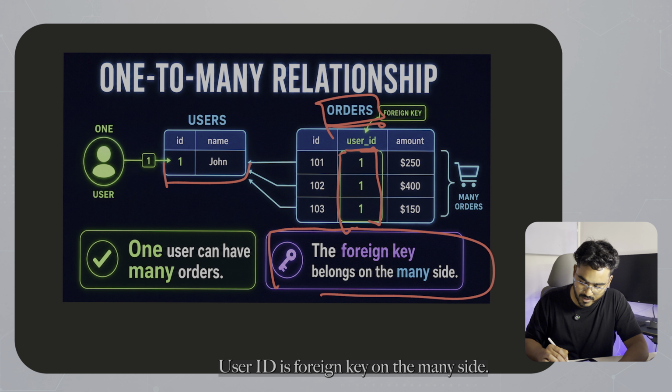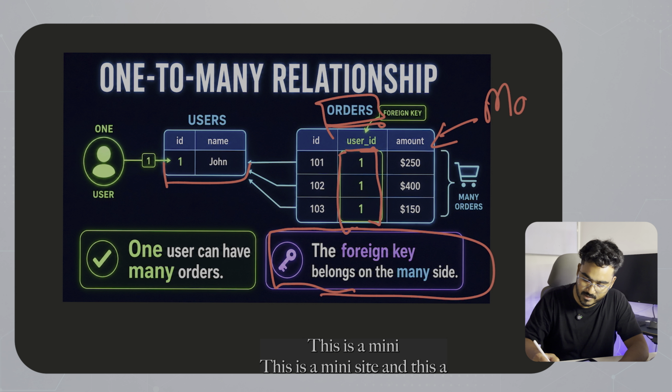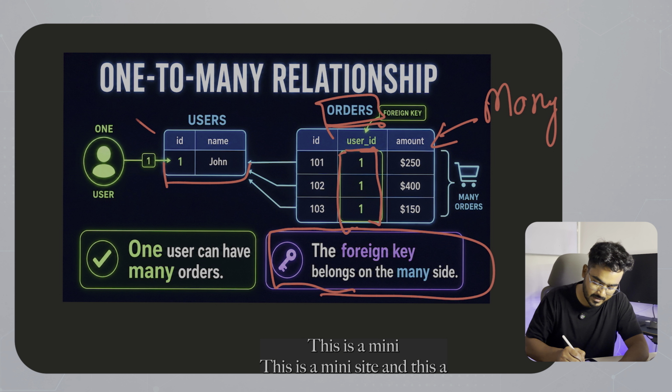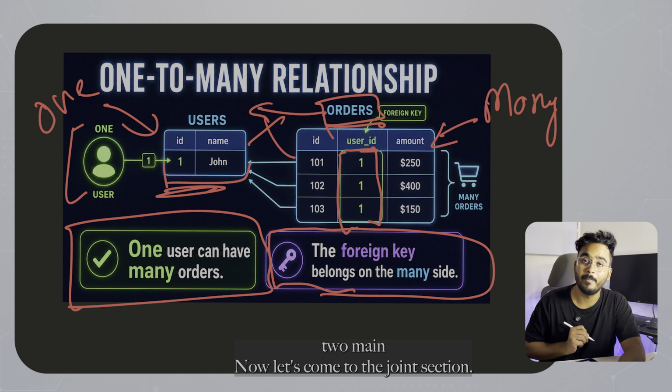User ID is the foreign key on the many side. This is the many side, and this is the one side. As you can already see in the picture, this is the one side, this is the many side. This one-to-many relationship means one user can have multiple orders, but not the other way around. Now this is called a one-to-many relationship.